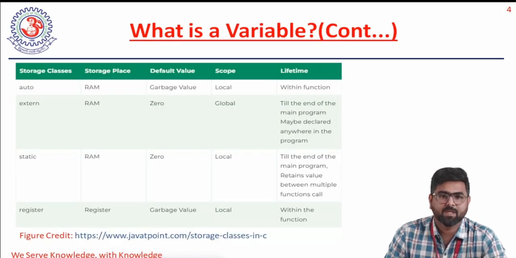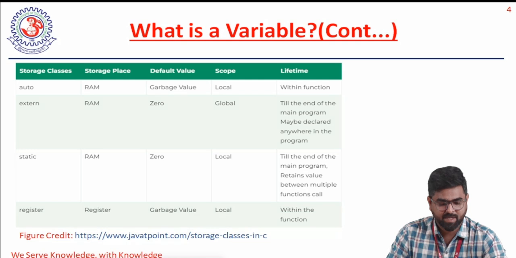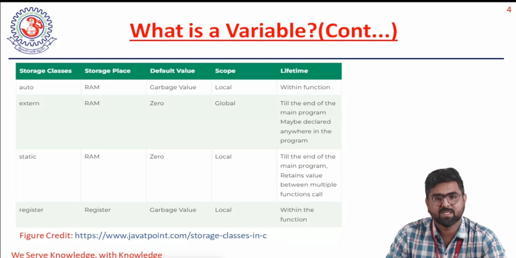Storage classes specify where actually the data is going to be stored in our system. We have four storage classes in the C language. The first one is automatic, the second one is external, the third one is static and the fourth one is register. To represent these storage classes, we have specific keywords: the auto keyword for the automatic storage class, the keyword extern for the external storage class, the keyword static for the static storage class, and the register keyword for the register storage class.